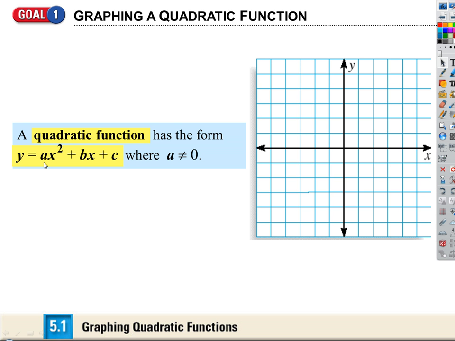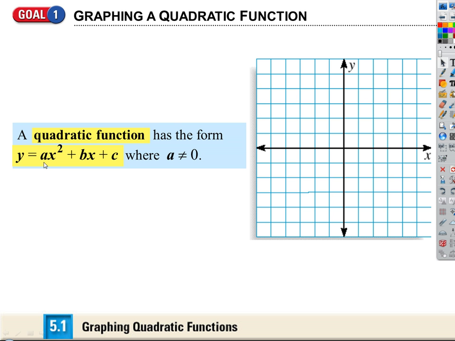Now, back when we were talking about lines, instead of a B, we would have made that an M, and we would have made that C into a B, mx plus b. But that's all right. It doesn't matter. Whatever we let the letters be, they mean the same thing. The coefficient of x would have been the slope, and that would have been the y-intercept. But when we add this extra term, it changes things dramatically.